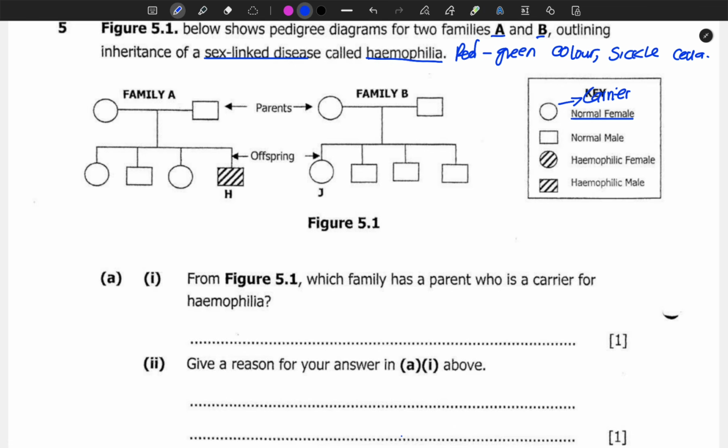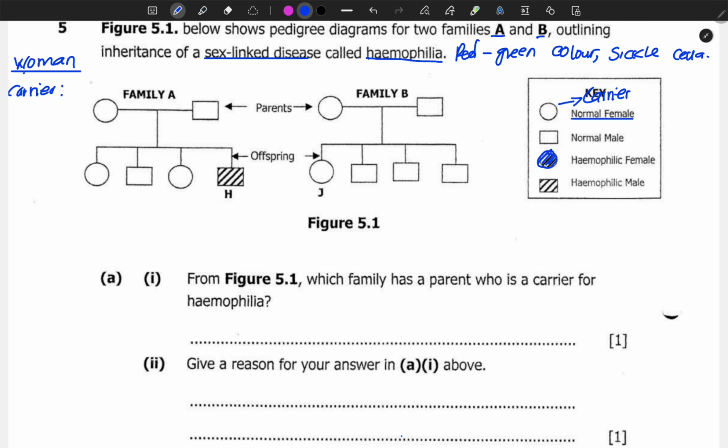Now for a female who is hemophilic, the circle is shaded. For a man, the box is shaded. Now, let's come up with the genotypes concerning these diseases. We use hemophilia because that's the question that we are using. But remember, the concept is applied to all these three types of diseases. I'm going to begin with a woman. Let's say the woman is a carrier. How do you write the genotype for a woman who is a carrier?